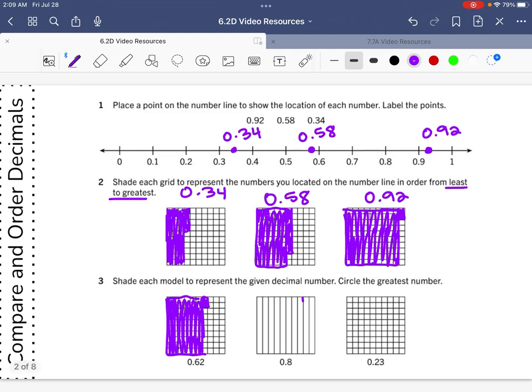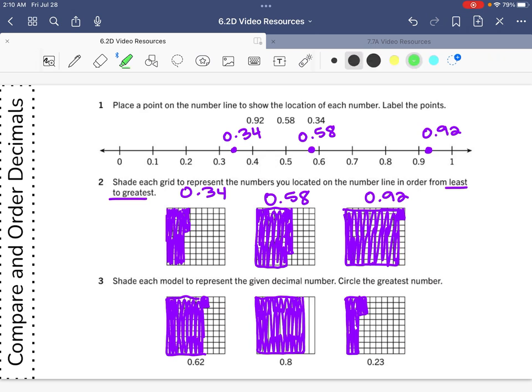Next I have 8/10, which is 8 rods, and then last I have 23 hundredths, which is 2 rods and 3 units. So again, just looking at my base 10 representation, my greatest number is 8/10.